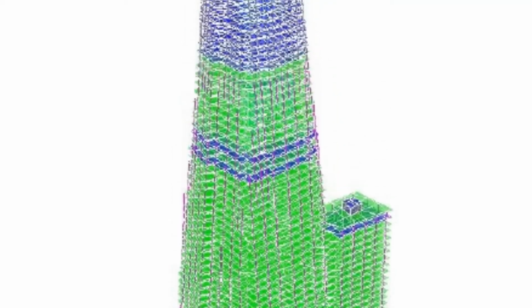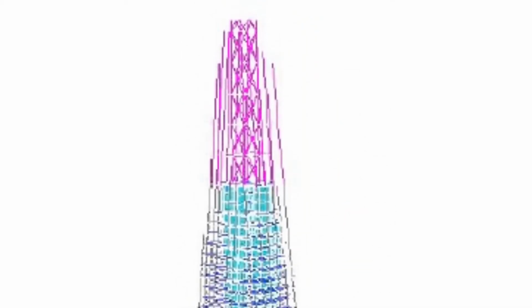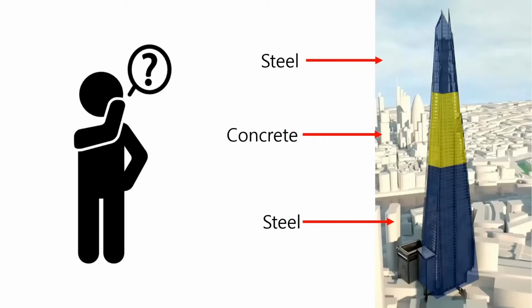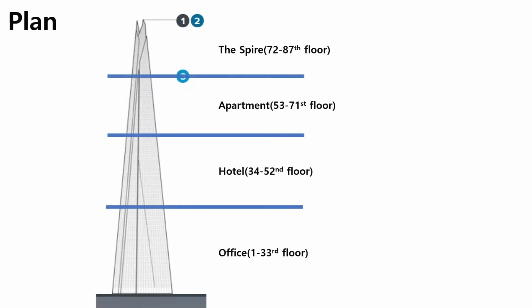This is a finite element 3D model of the Shard. It is very complicated to analyze the structure and construct the real building. Then, why did the structure of the Shard have to be hybrid? Because the Shard is designed as a complex building, each floor had to be constructed as an optimized space for each usage.